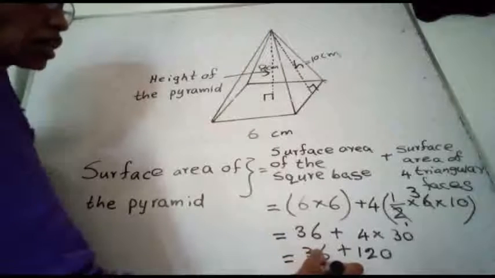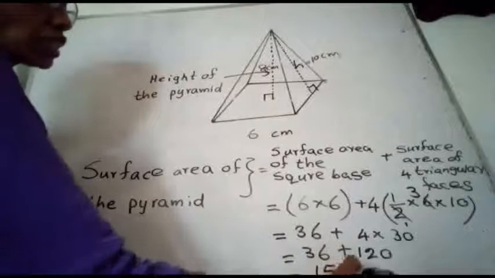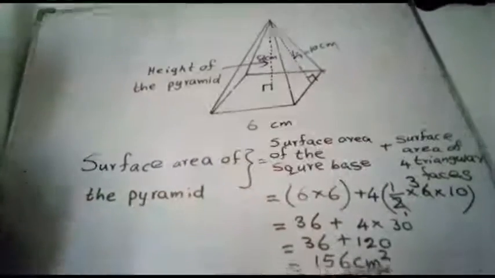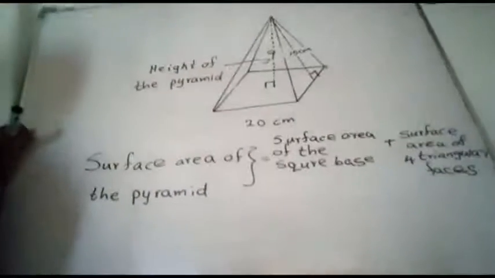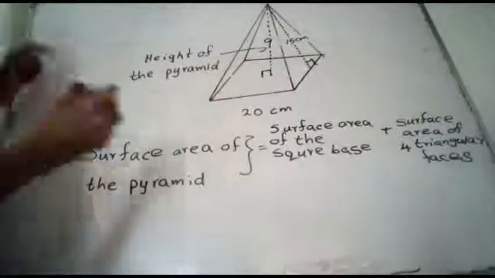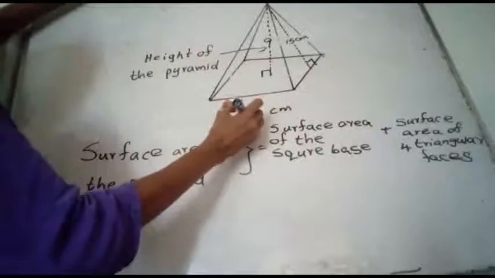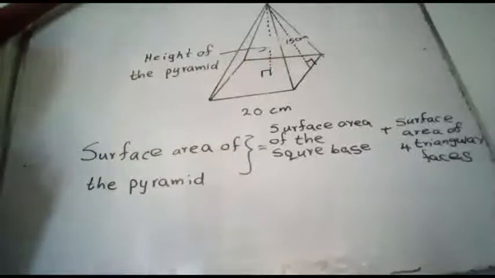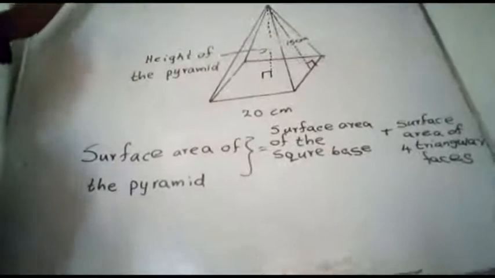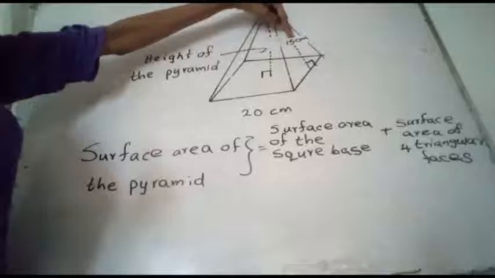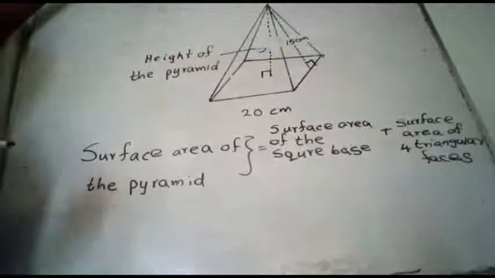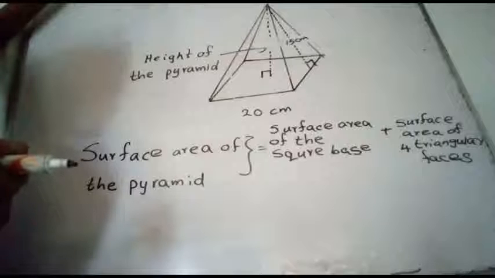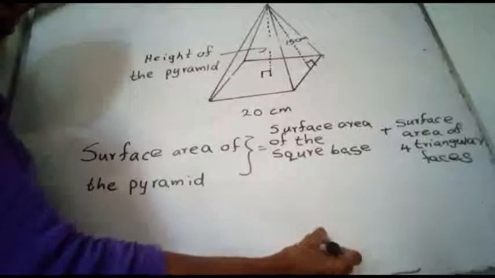156 square centimeters. Yes, good. The side length of the square is 20 centimeters and the perpendicular height of the triangular surface is 15 centimeters. Find the surface area. Yes, 1000 square centimeters. Okay, good.